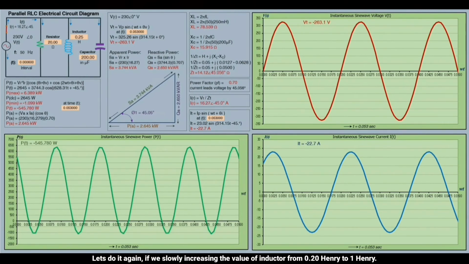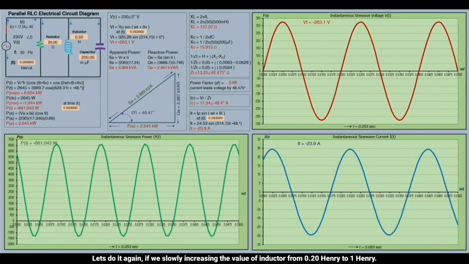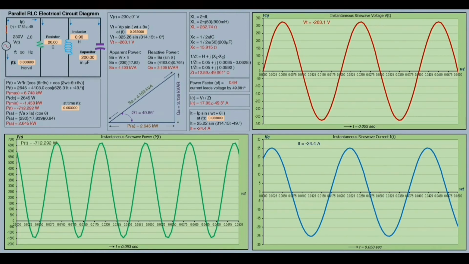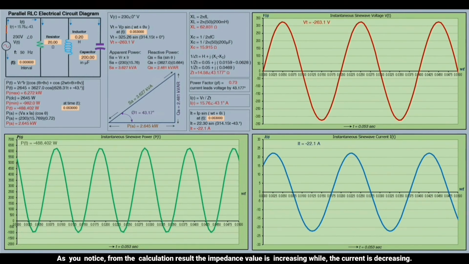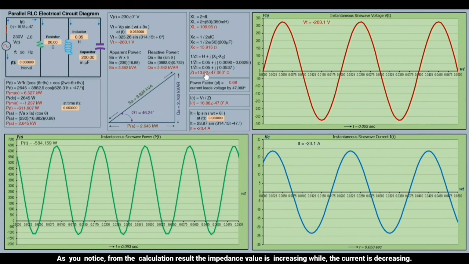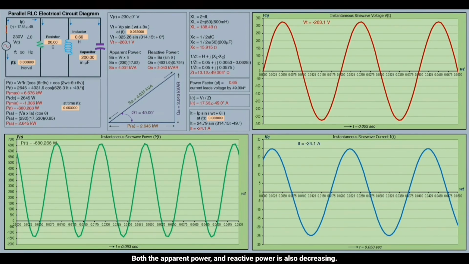Let's do it again. Slowly increase the value of inductor from 0.20 Henry to 1 Henry. Please observe the graphical waveforms. As you notice from the calculation result, the impedance value is increasing while the current is decreasing. Both the apparent power and reactive power are also decreasing.